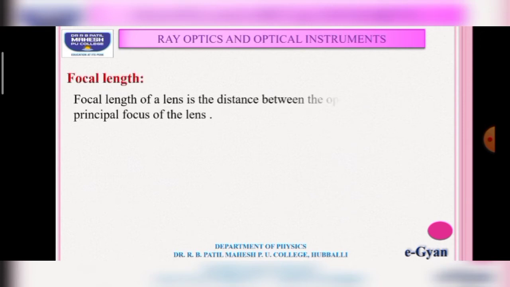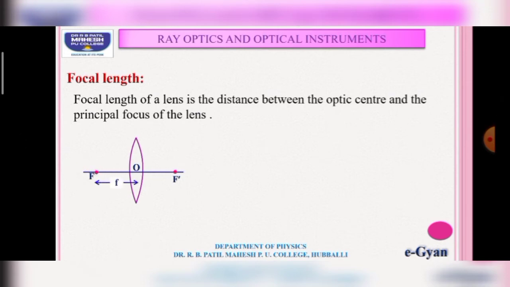Focal length. The distance between the optic center and the principal focus of the lens is called the focal length of the lens. Here we have two foci, and the distance between the principal focus and the optic center is called focal length. The same applies in the case of a concave lens.